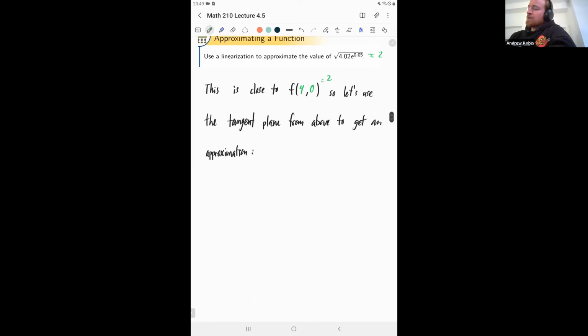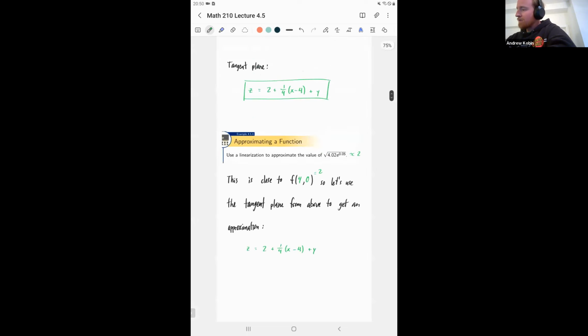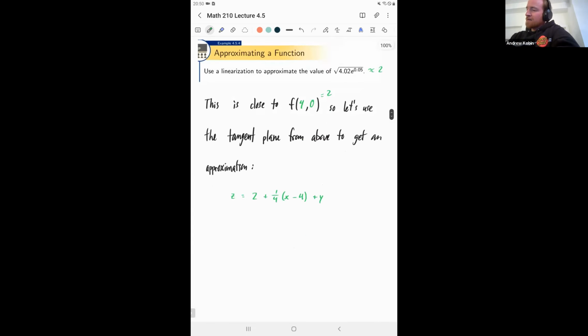So let's use our tangent plane again, which was z equals 2 plus 1/4 (x minus 4) plus y minus 0, or just y. I believe that's what it is. Let's scroll to double check. Yeah, 2 plus 1/4 (x minus 4) plus y. And let's actually think of this as a function, L of x comma y, where we're now able to plug in x and y values to get approximations.